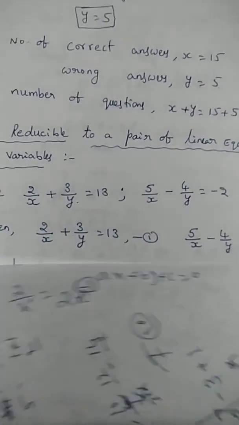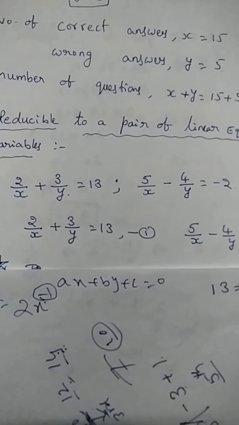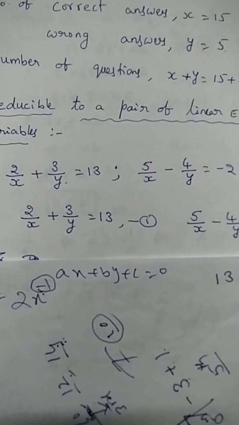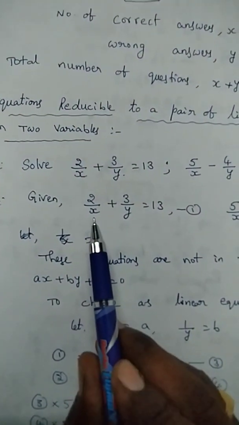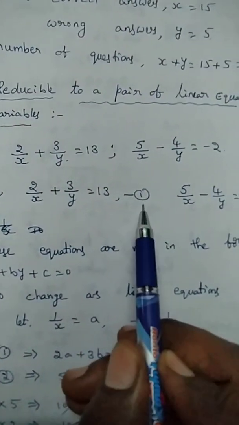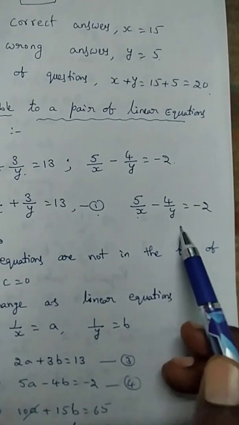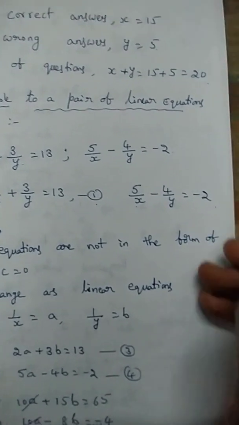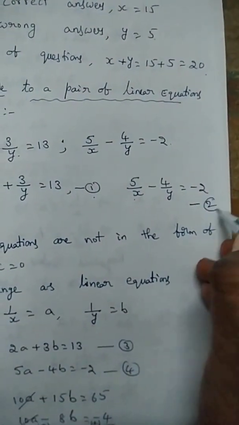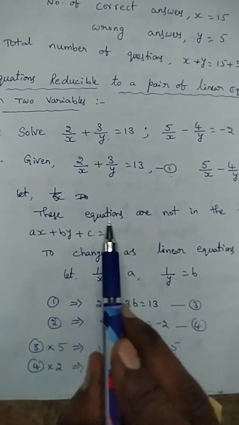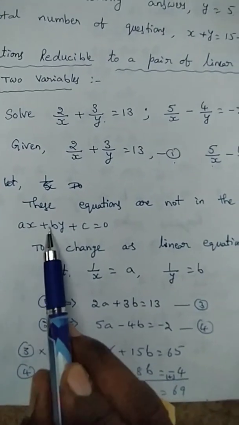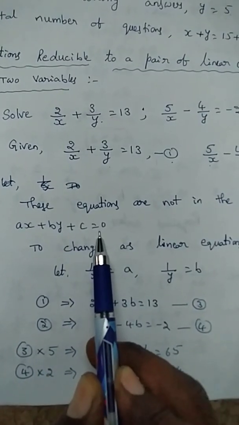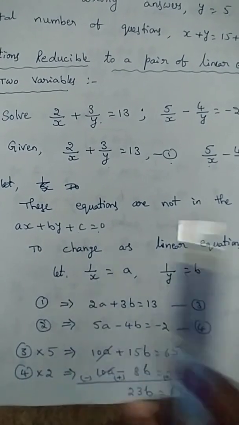Okay, so first these equations are to be changed into the general form of a pair of linear equations. So what do we write here? Given 2 by x plus 3 by y is equal to 13, the first equation. 5 by x minus 4 by y is equal to minus 2, the second equation. Then these equations are not in the form of ax plus by plus c is equal to 0. They are not in the form of linear equations.